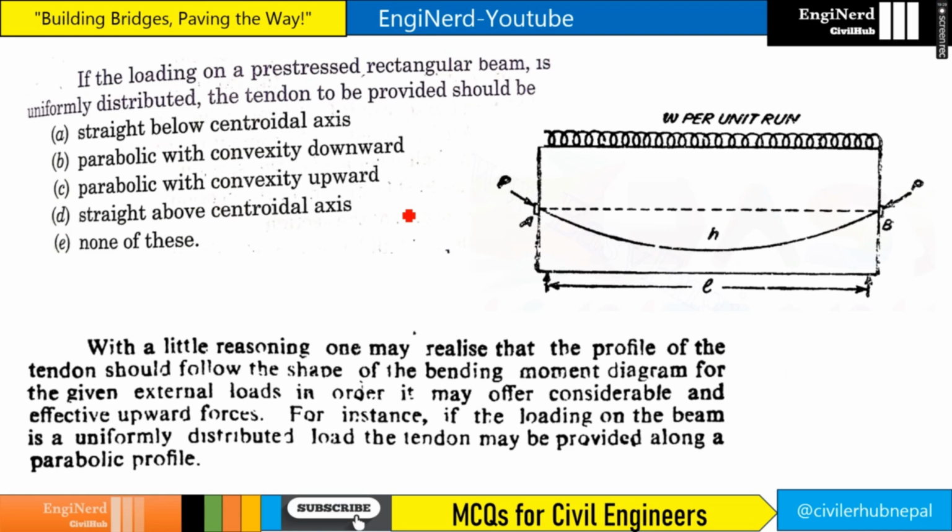Next is, if the loading on a pre-stressed rectangular beam is uniformly distributed, the tendon to be provided should be... So if it is uniformly distributed, then the tendon should be like this, right? Parabolic and convexity downward, right? So our answer will be parabolic with convexity downward.